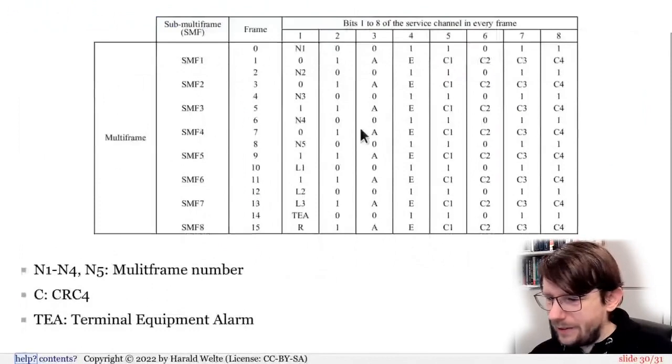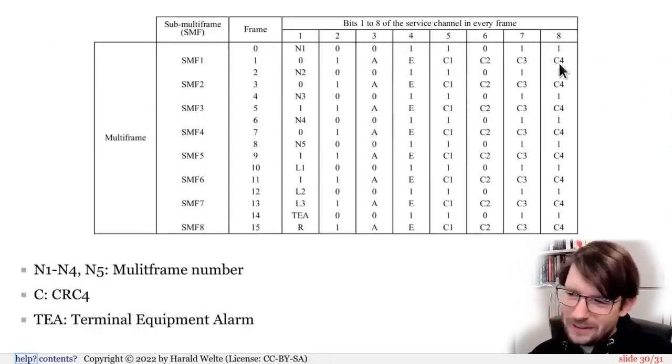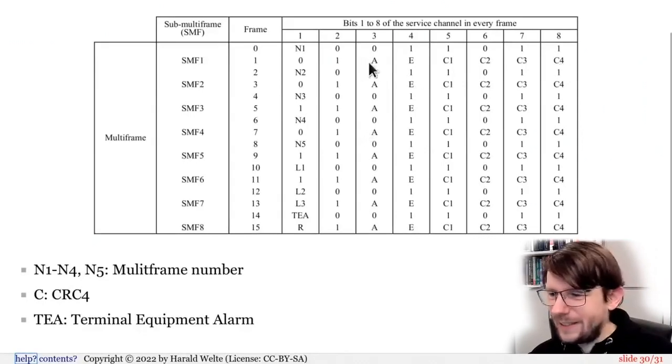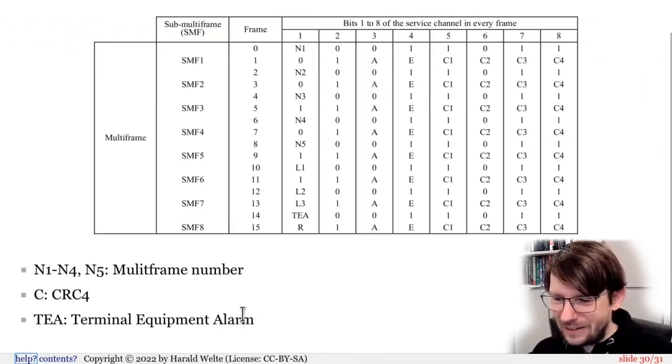And we have C bits. These are the CRC4 bits. That's why I'm saying it reminds me a lot of E1, because in E1 we also have this time slot 0 with CRC and an A bit for alarm, with a frame alignment sequence and all of these things.